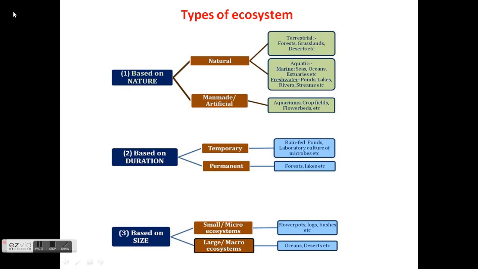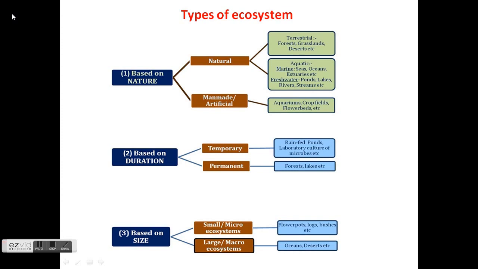The natural ecosystem has two categories: terrestrial ecosystem and aquatic ecosystem. Terrestrial includes forests, grasslands, deserts. Aquatic ecosystem includes marine water ecosystem and freshwater ecosystem. Marine is basically seas, oceans, estuaries, etc. Freshwater is ponds, lakes, rivers, streams, etc. And artificial ecosystem is aquariums, crop fields, flower beds, parks, gardens, etc.